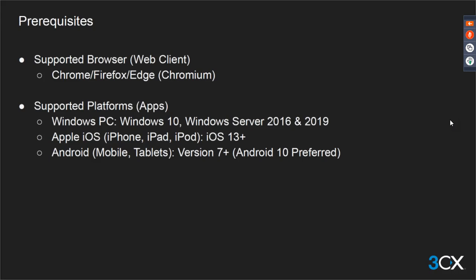Supported platforms app-wise are Windows 10, Windows Server 2016 and 2019, Apple iOS, iPad, iPhone, iPods, iOS 13 plus. They don't support anything below iOS 13. The reason being is Apple has changed quite a lot of stuff, and again, same with Android. In the last few years, because of the background application requirements, Apple and Android have been constantly changing the way push notification works, and that's why you can only manage so much, if that makes sense, the way of working in the background.